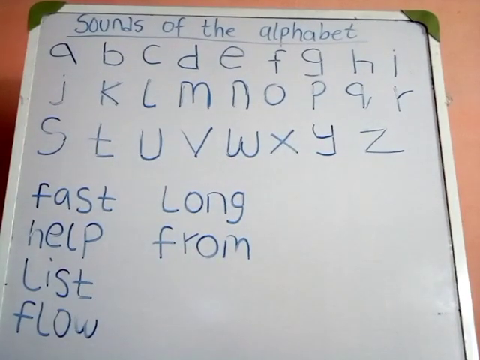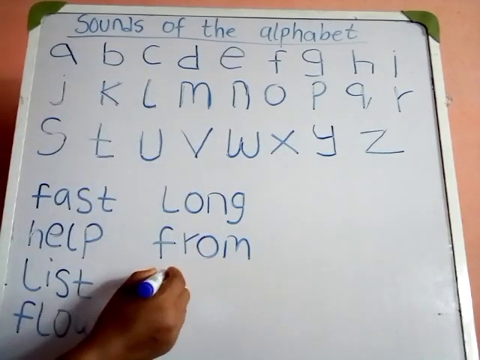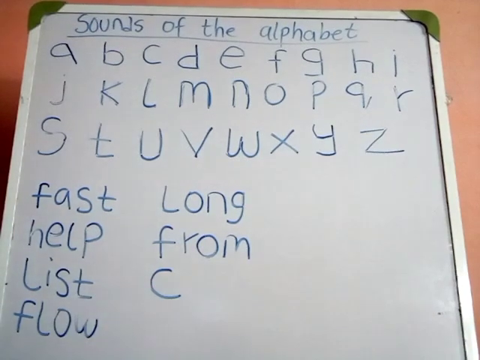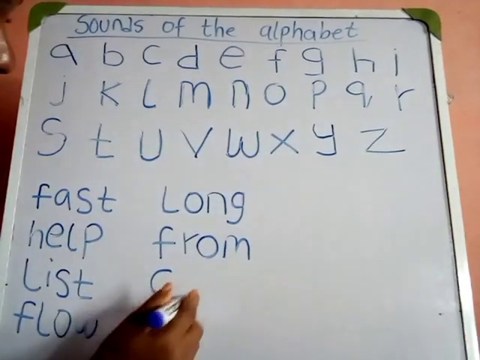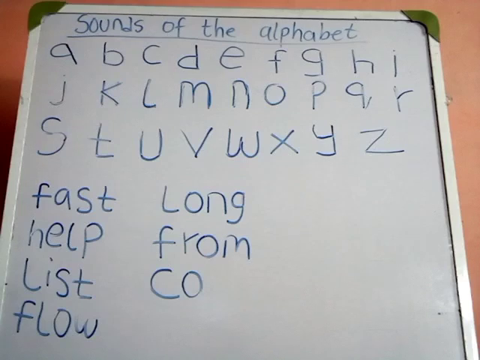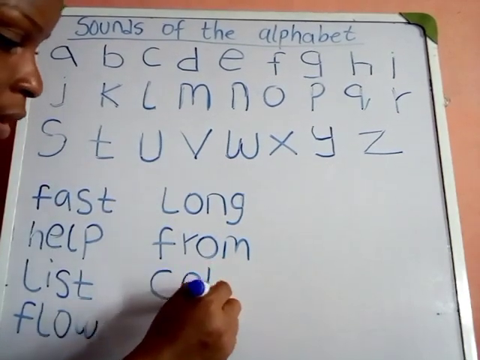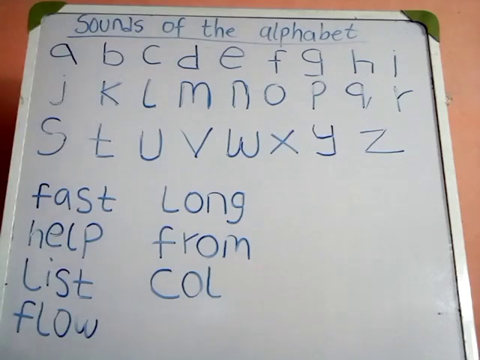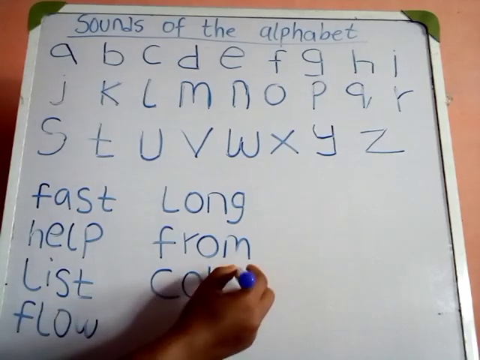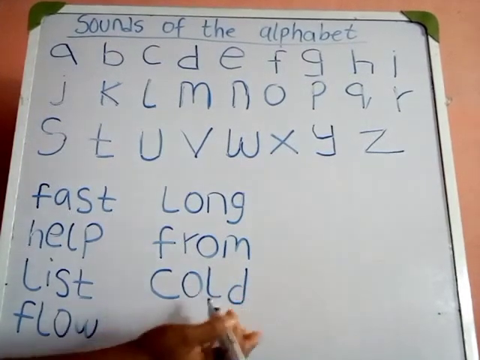Okay, our next word is cold. The first sound is k, which is the letter C. K, cold. Now the second sound is o, cold, which is this sound. Cold. So we have another sound. Then our last sound is d, cold.